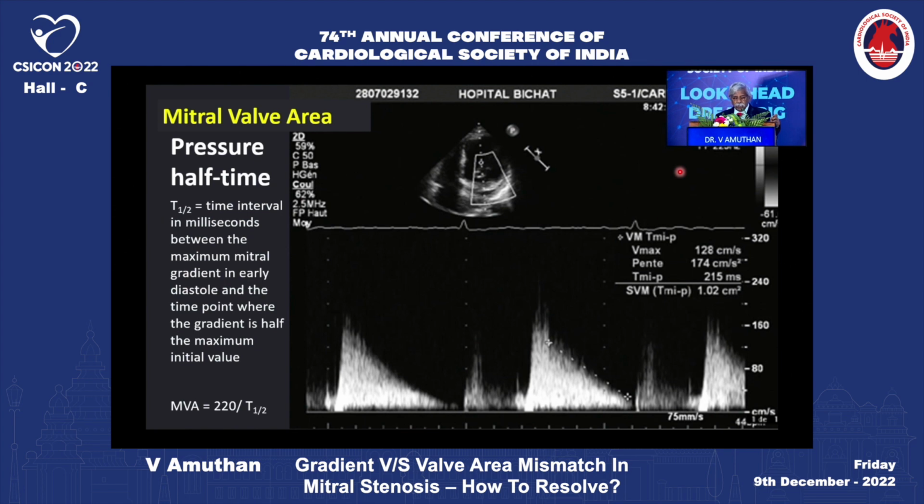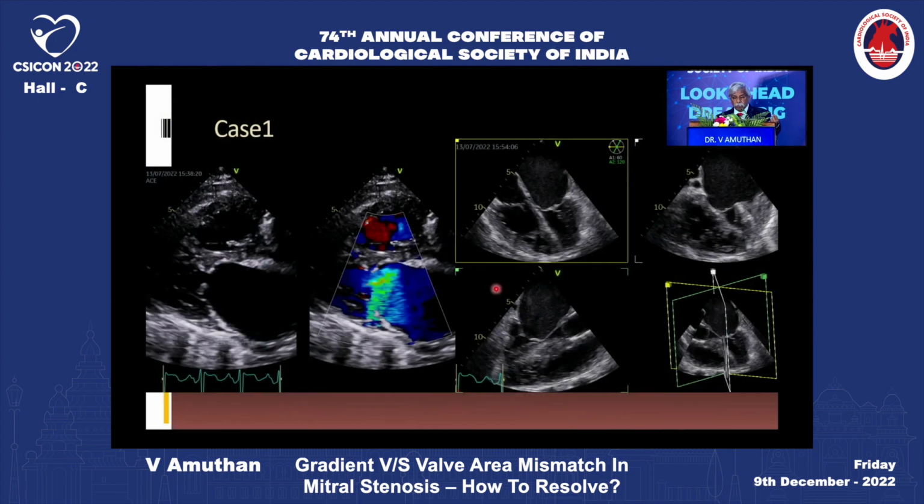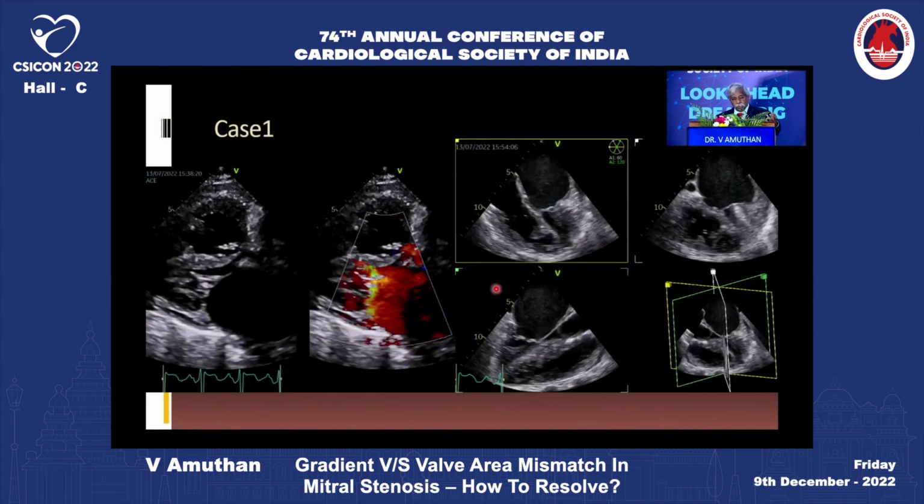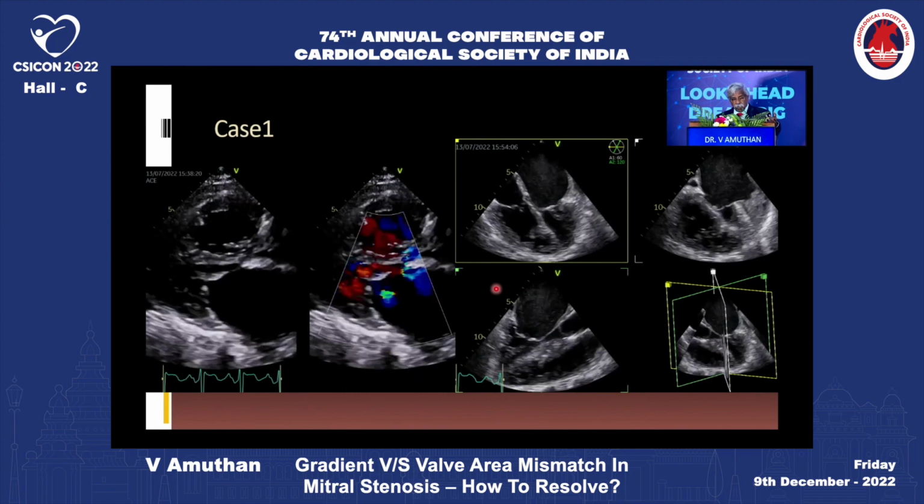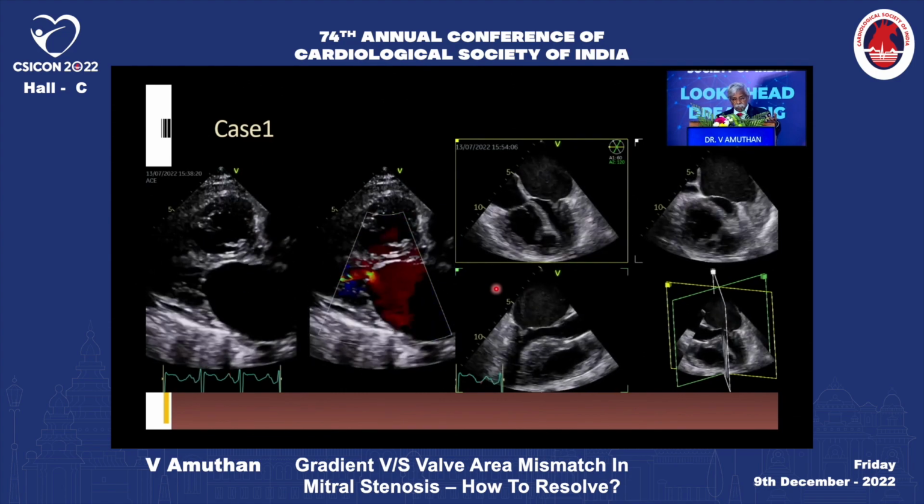Now, what happens with pressure half time is that it is the time interval in milliseconds between the maximum mitral gradient in early diastole and the time point where the gradient is half the maximum initial value. And the simple formula is 220 divided by pressure half time. Now I will show you an illustrative case of how this mismatch occurs.